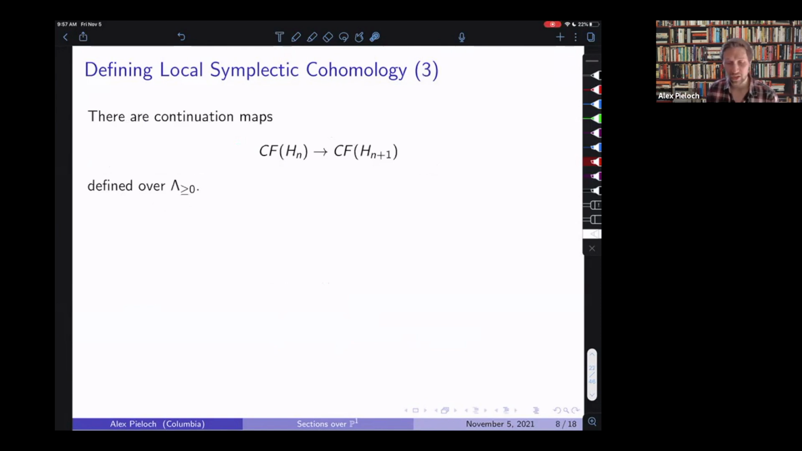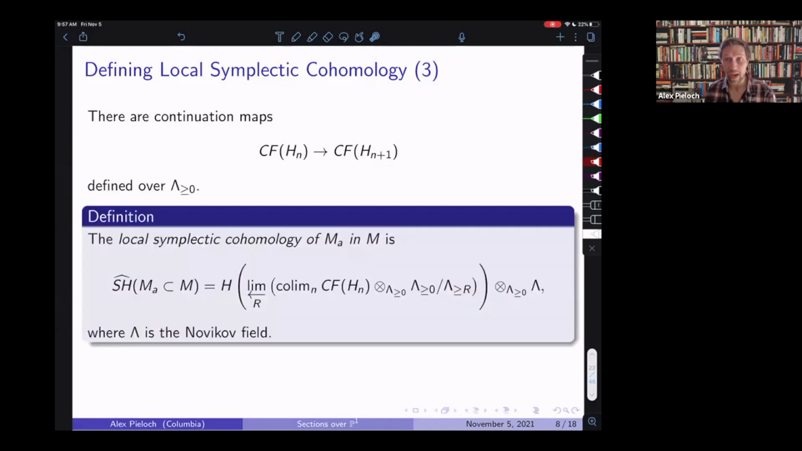So how do we actually construct local symplectic cohomology? Well, given that H sub n is less than H sub n plus 1, we can take a monotone increasing homotopy between these two families, and we get an induced chain map that goes from the Floer chains of H sub n to the Floer chains of H sub n plus 1. And using these maps, we can now finally define local symplectic cohomology. So it's this very complicated looking algebraic formula. So let's try to think about this in pieces.